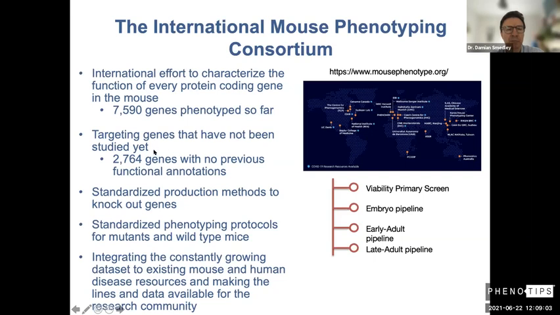And one of the focuses of this is to concentrate on genes that we really don't know much about. So almost a third of these genes had no previous functional annotations, and now we know something about them from producing mouse knockouts. As you can imagine, my team particularly plays a role in trying to link the mouse phenotype data to human disease data, trying to discover new mouse models for known human diseases and novel disease genes.